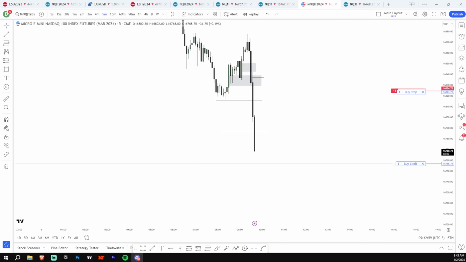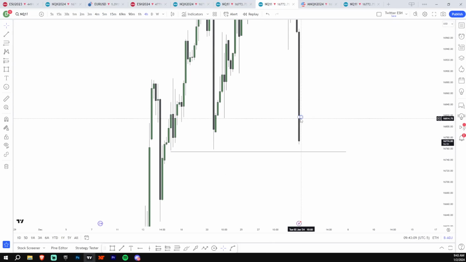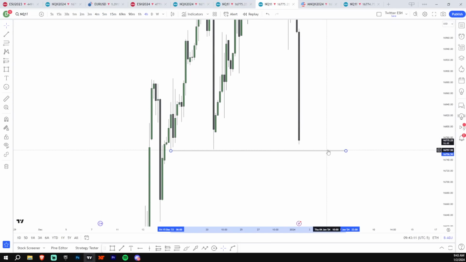This is going to be my only trade today. Yeah, the target is 16,756. I just have to make sure NQ doesn't take it out first. This is what I'm really watching here.